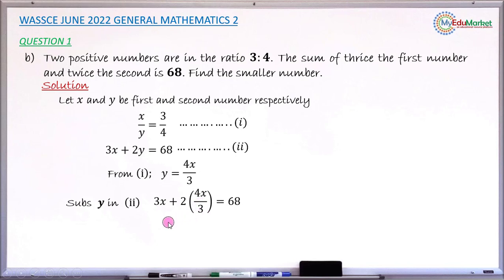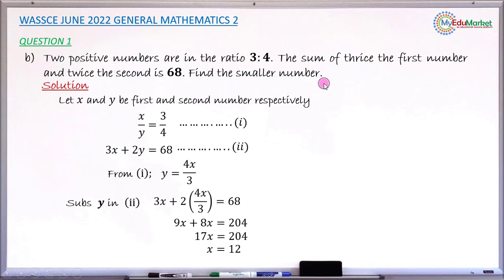If that is done correctly, you have 9x, that is 3x times 3. And for this term, 2 times the bracket times 3, the 3 cancels 3, so you have 2 times 4x, which gives 8x. And 68 multiplied by 3 gives 204. You can now add 9x and 8x to get 17x equals 204. Next is to divide both sides by 17, the coefficient of x, to get x. If that is done correctly, we have x equals 12.